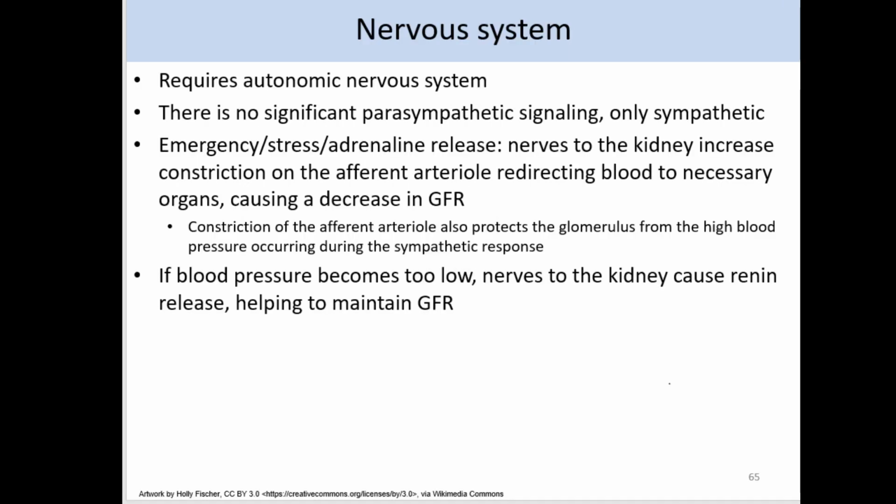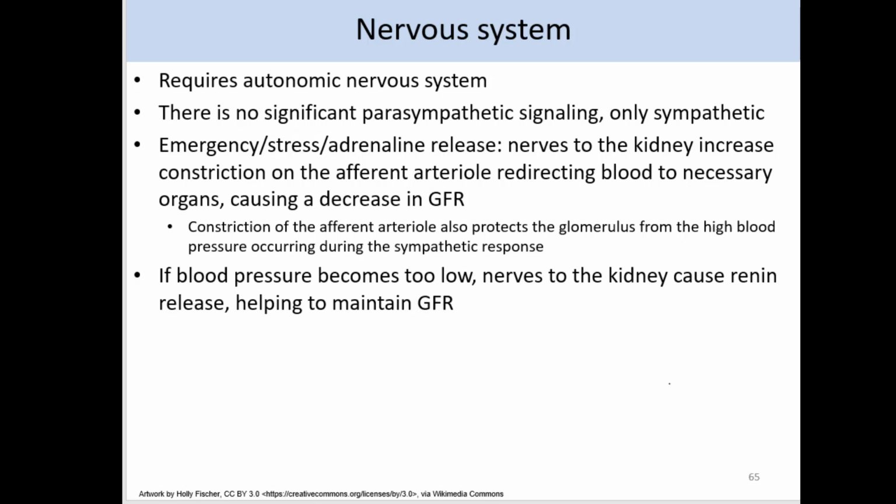Nervous system regulation of urinary function is way less complicated than using the endocrine system, so you can breathe a sigh of relief. We're going to use the sympathetic nervous system to regulate urinary function. There is no parasympathetic signaling to the kidneys, just sympathetic only. We know our sympathetic nervous system is our fight or flight, our emergency nervous system. And when the sympathetic nervous system kicks in, one of the things it's going to do is to send signals to the kidneys, increasing constriction of the afferent arteriole.